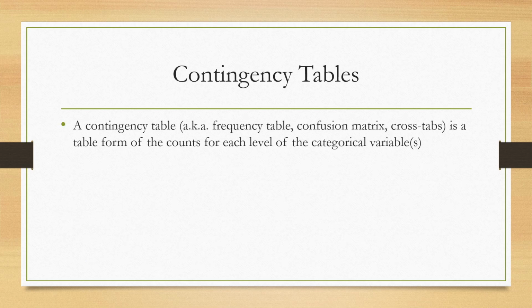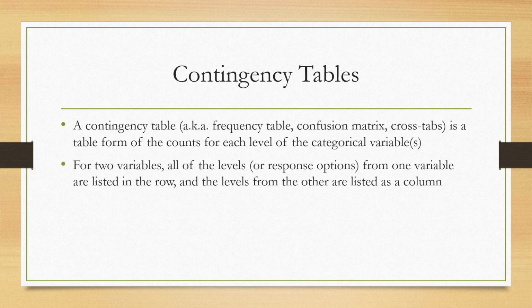Now, all of these happen in the form of the contingency table. So a contingency table, there's a lot of names for this. Sometimes you'll see it called a frequency table, a confusion matrix. In SPSS, it's called crosstabs. There's even more names for this that I can't think of off the top of my head. But lots of names for this contingency table. And all it is again, a table of what are all of the options for the categorical variable, maybe we have more, and then how many individuals fall within each of those options.